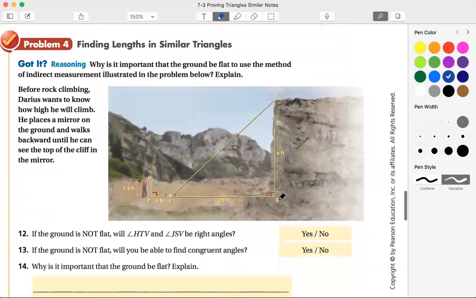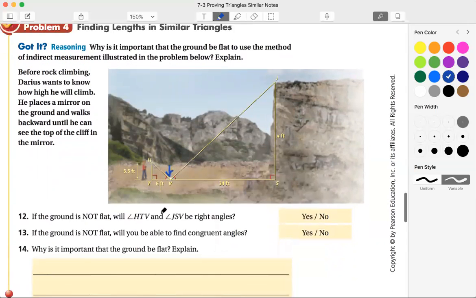Why is it important that the ground be flat to use the method of indirect measurement illustrated in the problem below? Before rock climbing, Darius wants to know how high he will climb. He places a mirror on the ground and walks backwards until he can see the top of the cliff. The mirror is right here. He wants to use similar triangles to find the height of the hill.